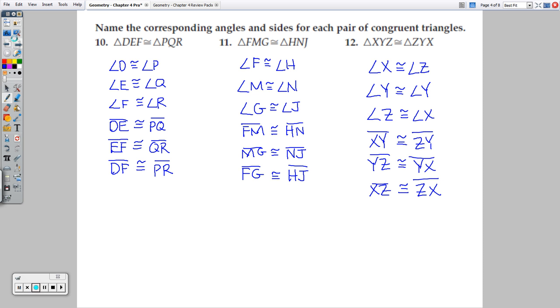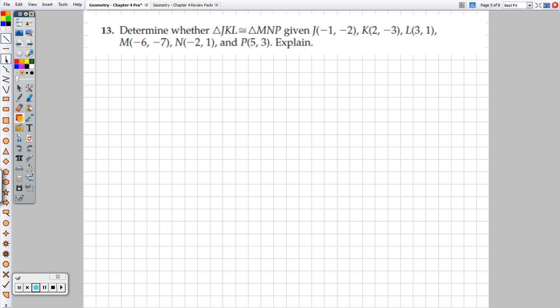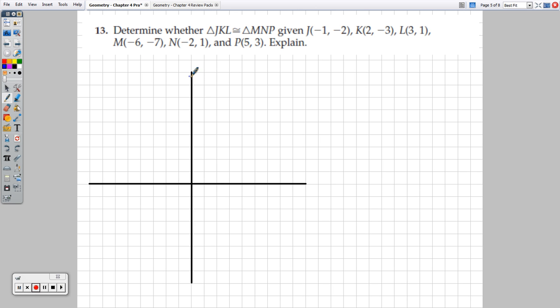Moving on from there, number 13 is determining whether these triangles are going to be congruent given that these are the coordinate points. So I'm going to add a little grid on the back of this here. And so from there, if I draw coordinates, looks like -7, that's the farthest I go in any direction. So if I go 7 in each direction, I'll be guaranteed to fit everything on here. Looks like it'll definitely be enough room to fit everything on there. Alright, we got that. And let me keep using black for the axes.